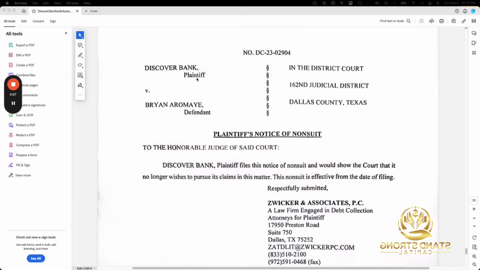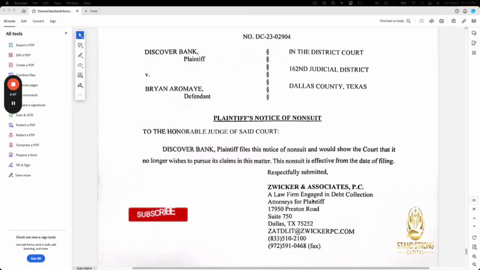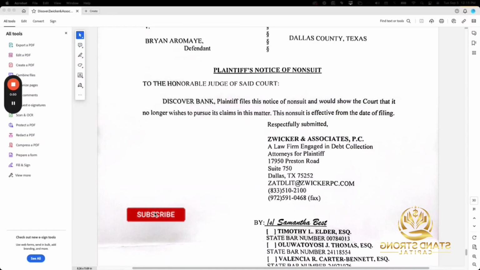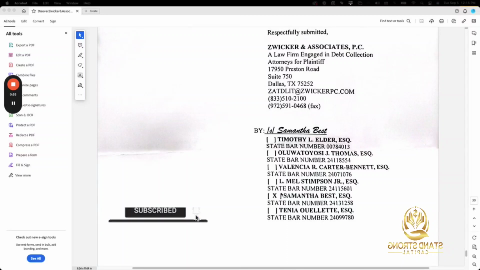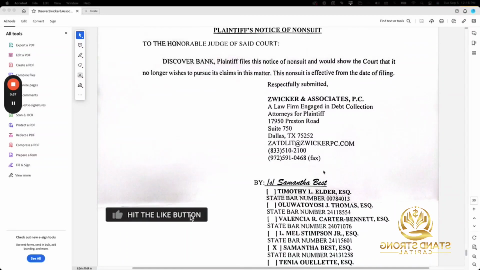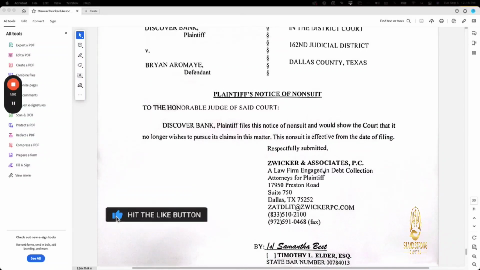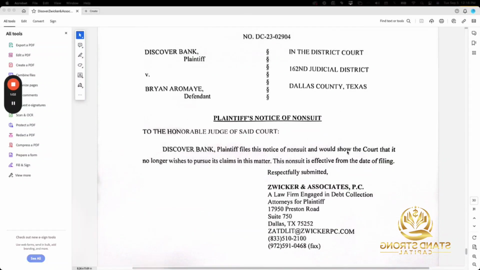All right, now they filed suit, but something happened because now they're saying something different. Discover Bank plaintiff files this notice of non-suit and would show the court that it no longer wishes to pursue its claim in this matter. This non-suit is effective from the date of filing. Respectfully submitted. You see the law firm right there, and a list of all their attorneys. Right now, ask yourself, how did we get to this point? What happened? Why don't they want to sue anymore? Well, let's get into that.